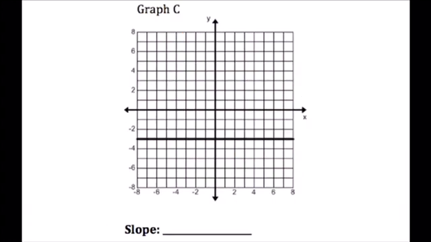Okay, for graph C, that's a horizontal line, and we know that the slope of a horizontal line is 0.